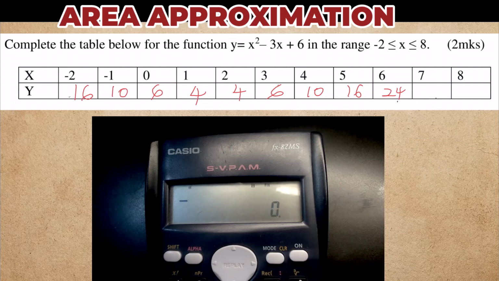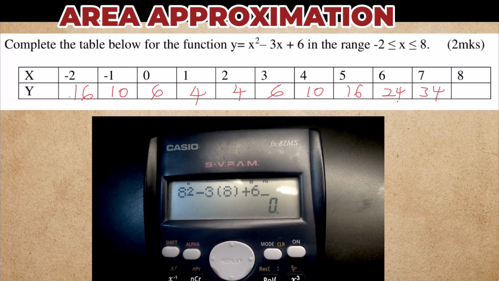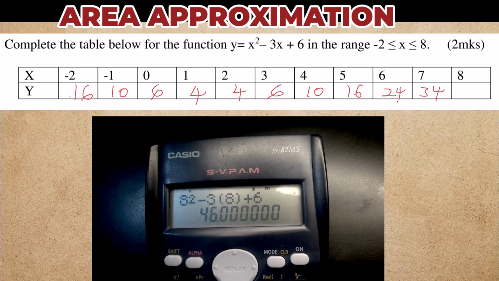When it is 7, you have 7 squared minus 3 multiplied by 7 plus 6, that will be 34. And then when x is 8, you have 8 squared minus 3 multiplied by 8 plus 6, that gives 46. So that is how you're supposed to use the calculator to work out that part. We go to the next part.